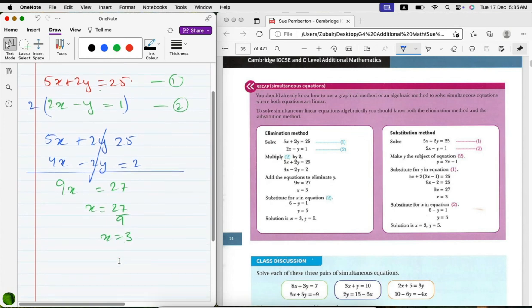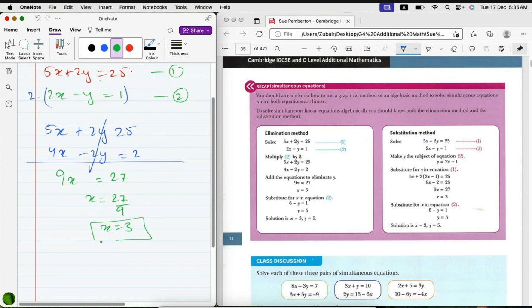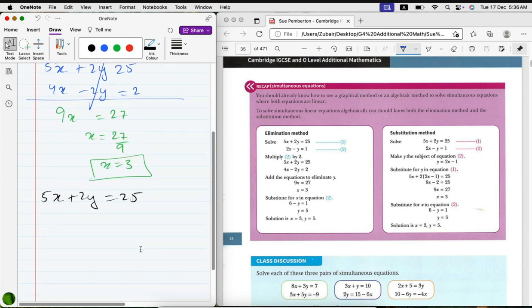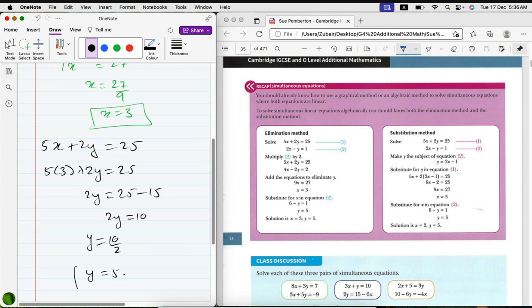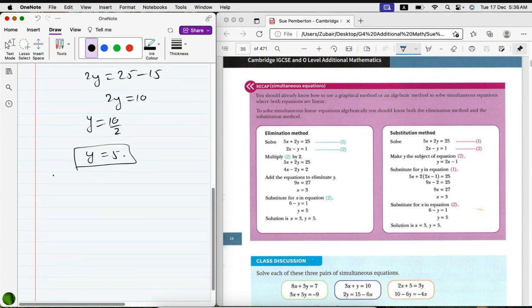Then we can use any equation to solve for y. I'm using the first one: 5x plus 2y is equal to 25, where x is 3. So 2y is equal to 25 minus 15, 2y is equal to 10, y is equal to 10 by 2, y is equal to 5. x comma y is 3 comma 5.